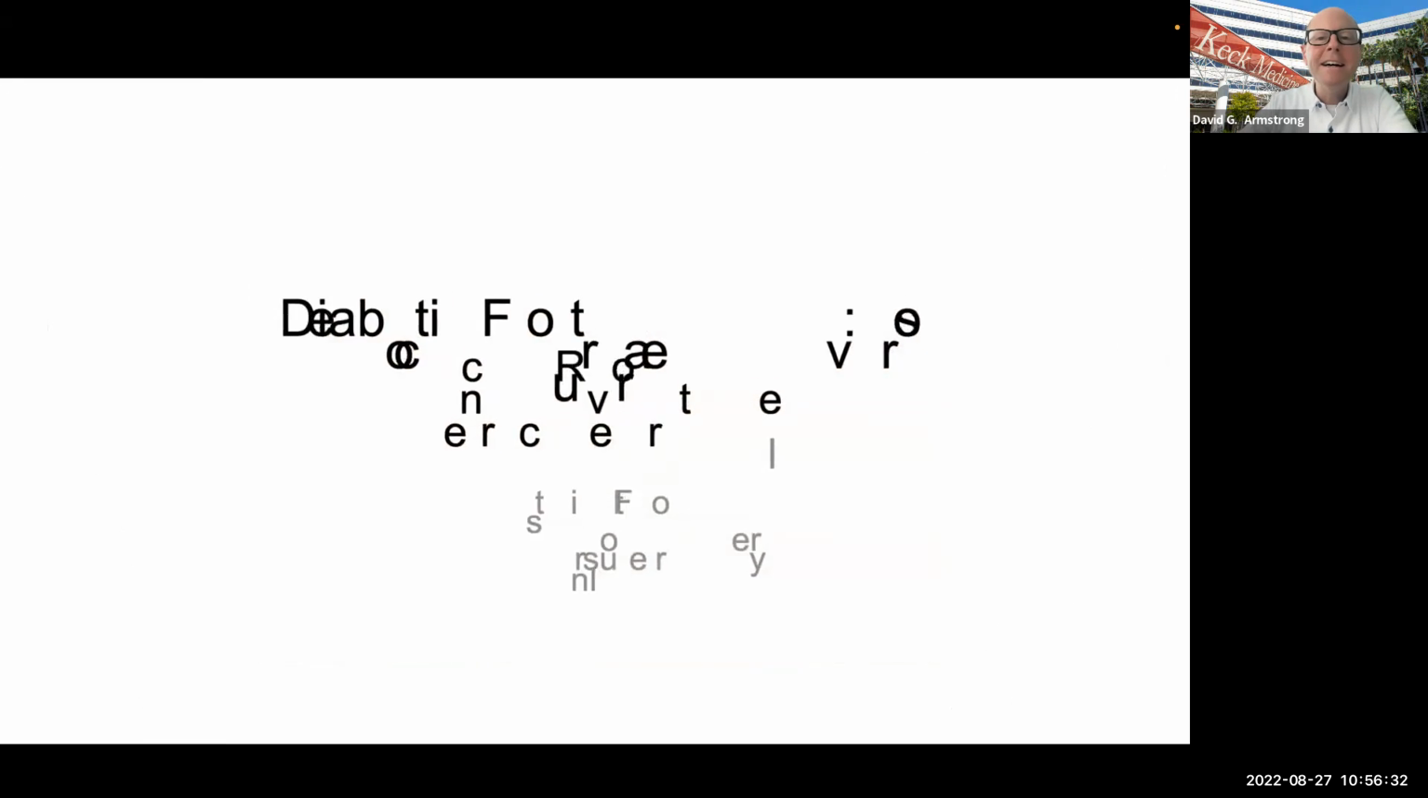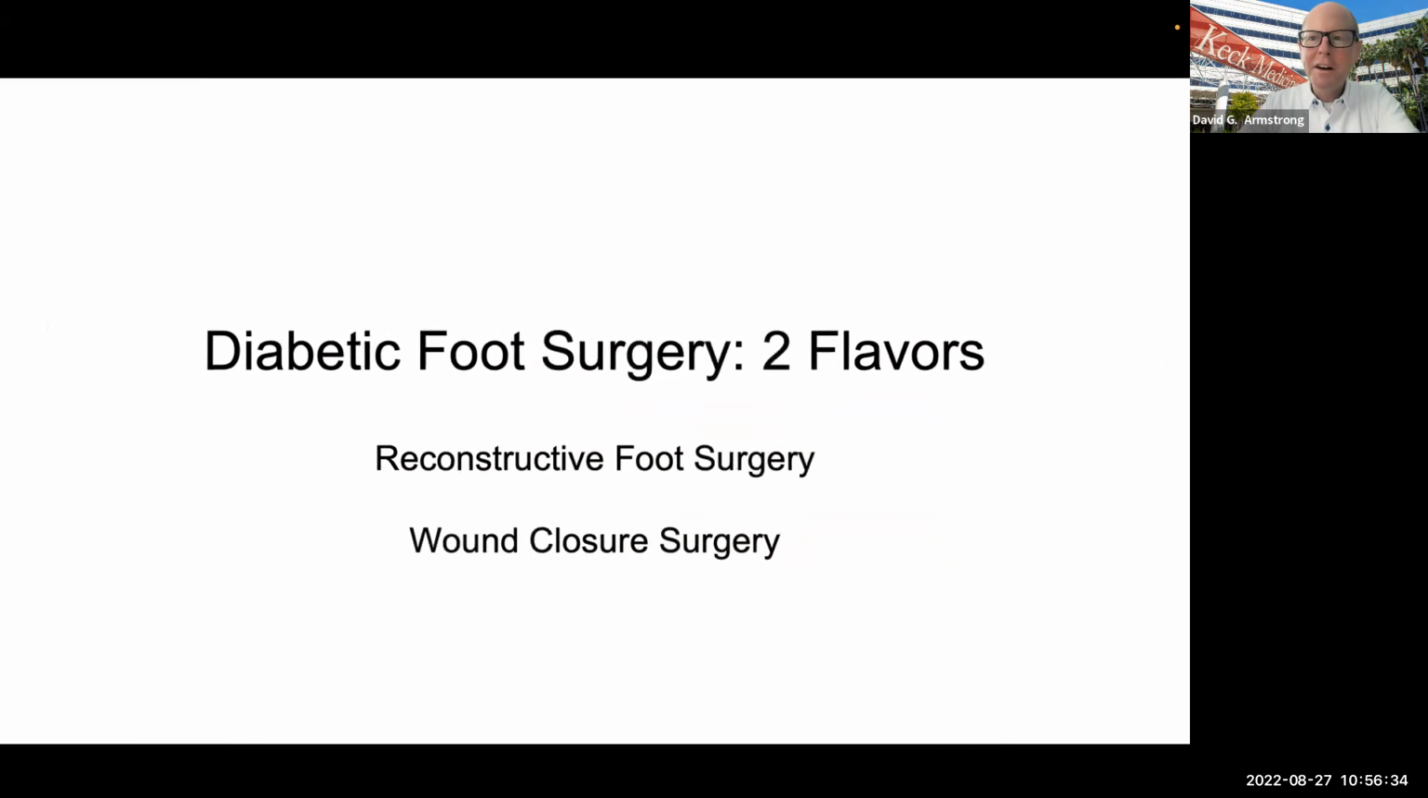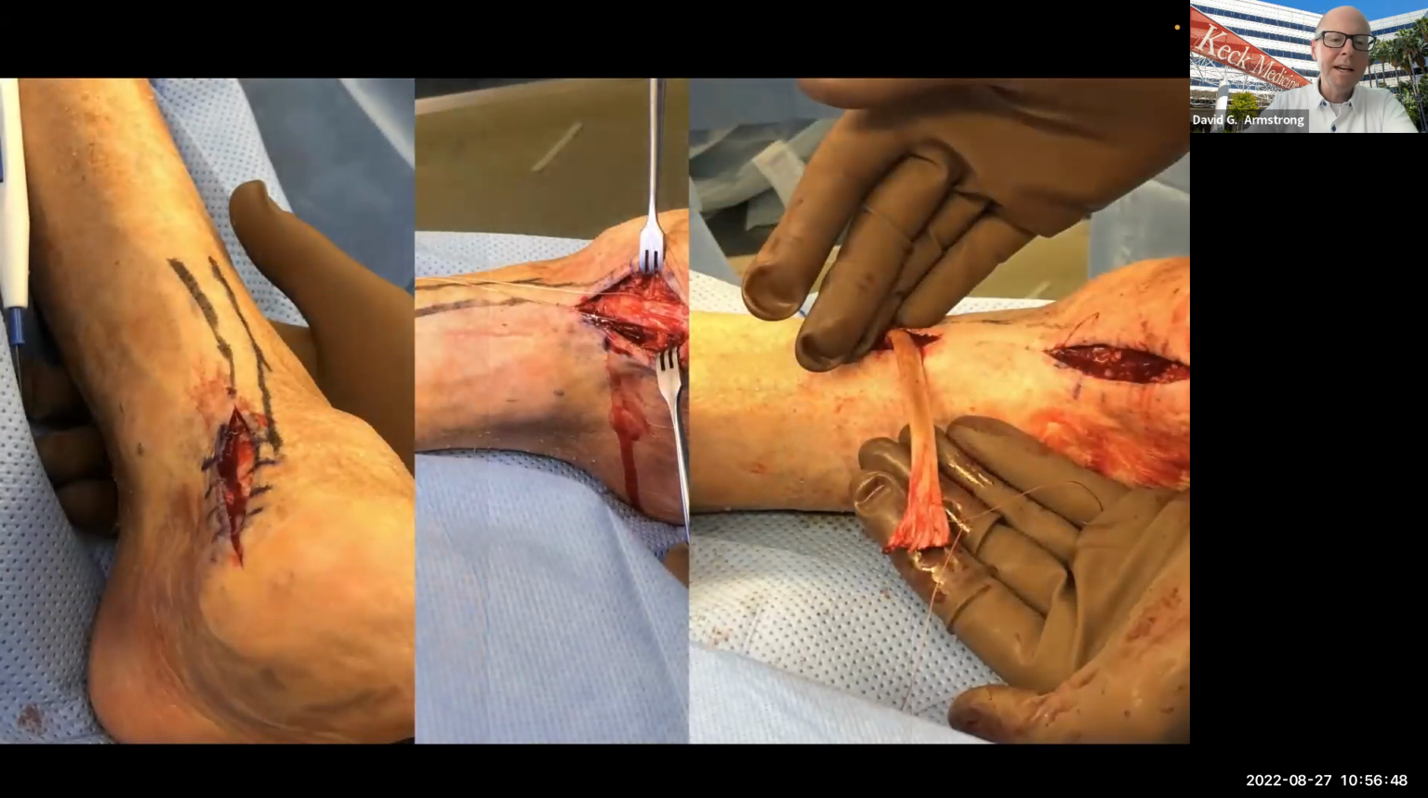That's the big idea behind any kind of surgery that you might be doing, trying to close up a wound, or at least in the reconstructive type, because there are really two flavors to non-vascular diabetic foot surgery, and those are reconstructive foot surgery and then just getting the wound closed. Let's just briefly look at an idea of a reconstructive type of foot surgery.